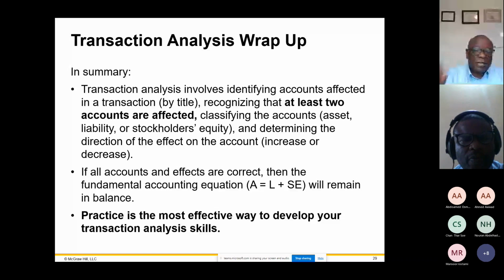So in summary, transaction analysis involves identifying the accounts affected, and accounts affected cannot be just one account. In every financial transaction, at least two accounts must be affected. It may be two, it may be three, it may be four, it may be five, maybe multiple accounts. But as far as that transaction, you have to identify those accounts affected. And in the second place, you must know what is given.